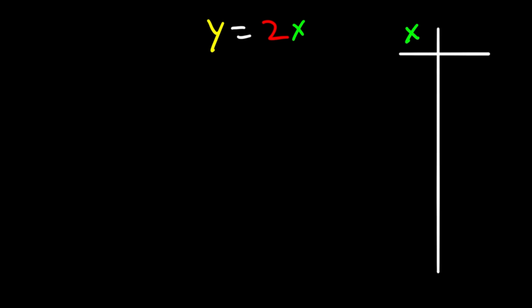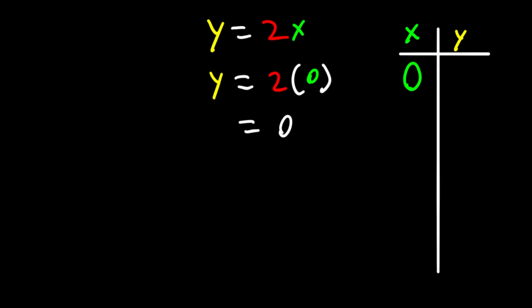Now let's graph the equation y equals 2x. Let's start with the table. Now what's y when x is 0? So what we're going to do is replace x with 0. So we have 2 times 0, and anything times 0 is 0. So that means y equals 0.